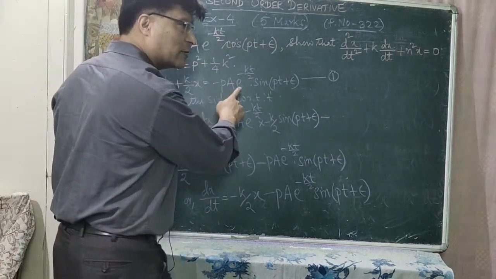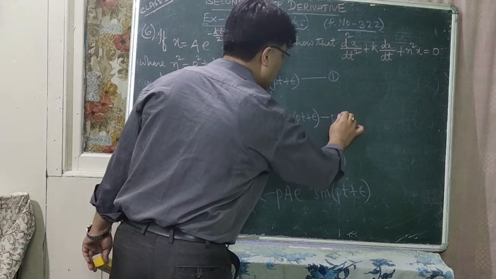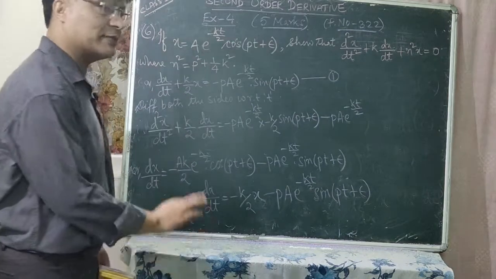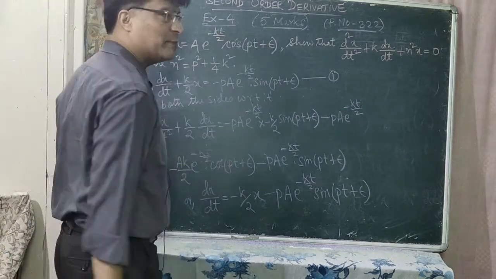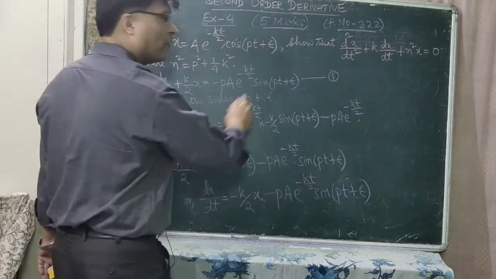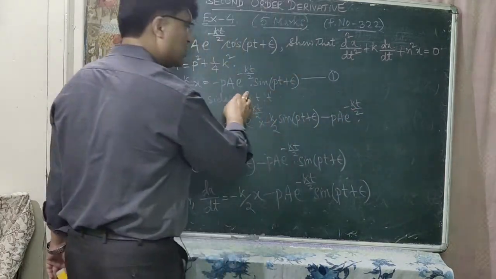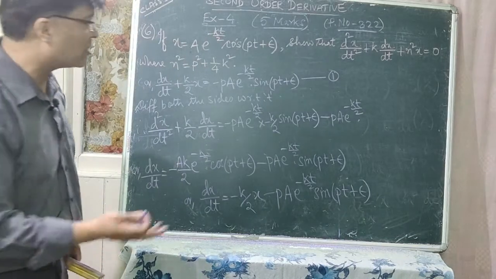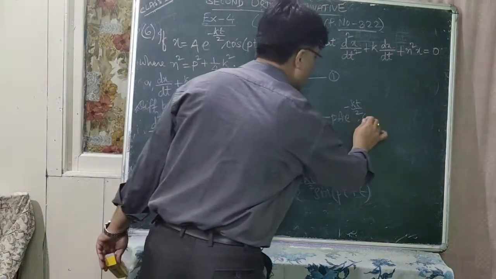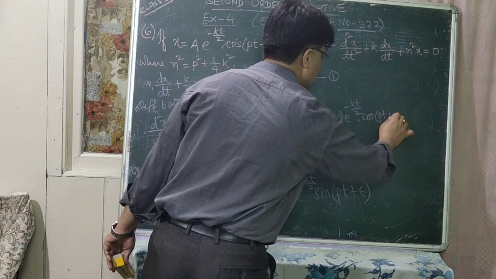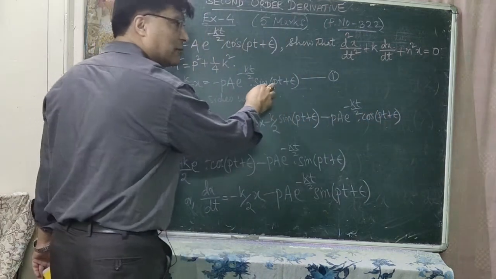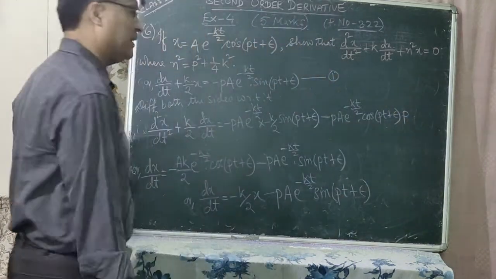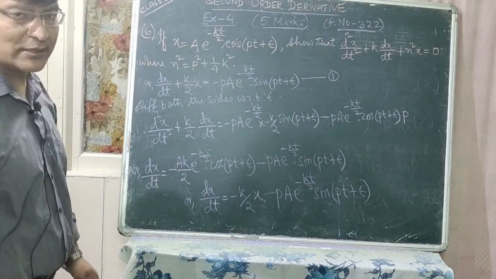So now which functions are kept as it is? P capital A e to the power minus kt by 2 is kept as it is. Now differentiate sine of pt plus epsilon. What is it? So it is in the form, not cos x, but it is sin x. What is the differentiation of sin x? Cos x. So it is cos pt plus epsilon. Again differentiate pt plus epsilon with respect to t, which is p. So I think you have understood it. Okay.